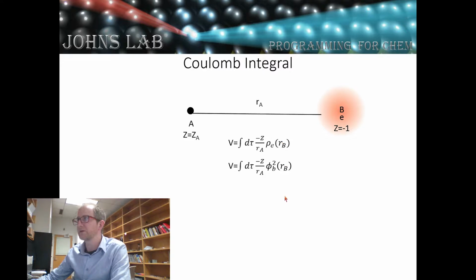If I were to write this in terms of orbitals, it would be the integral over all space of minus the charge of the nucleus over R_A times phi squared B of R_B. It's this difference, the fact that this is a function of distance from the nucleus, and we're writing our orbitals as a function of distance from some other point in space, that breaks the symmetry and makes it a little bit harder to evaluate. So let's take a look at what the actual matrix elements look like.